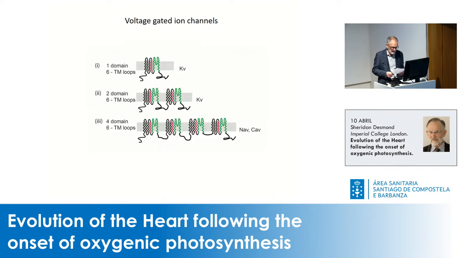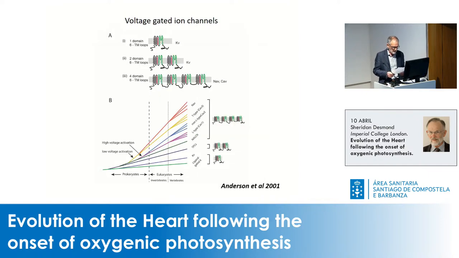Subsequently, a gene duplication resulted in a two-domain channel, and this still functions in lysosomes within cells. And then a further gene duplication resulted in a four-domain channel, which later developed selectivity for sodium and calcium ions.